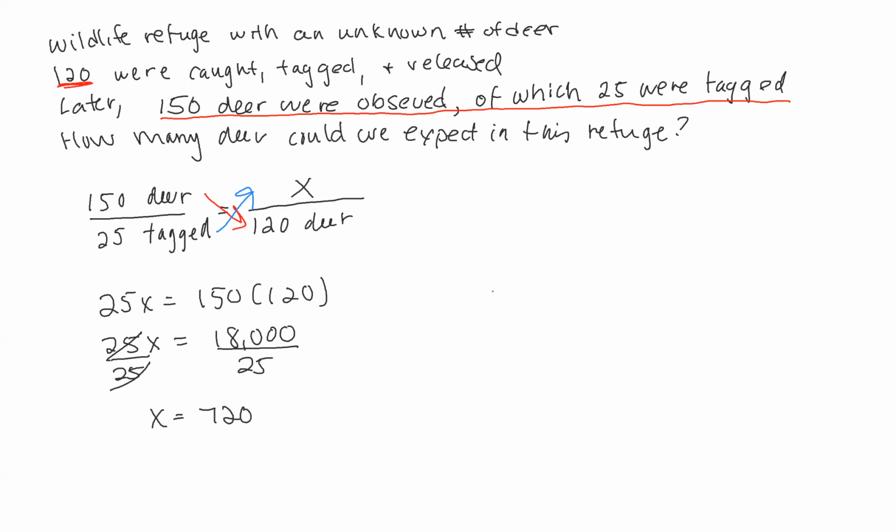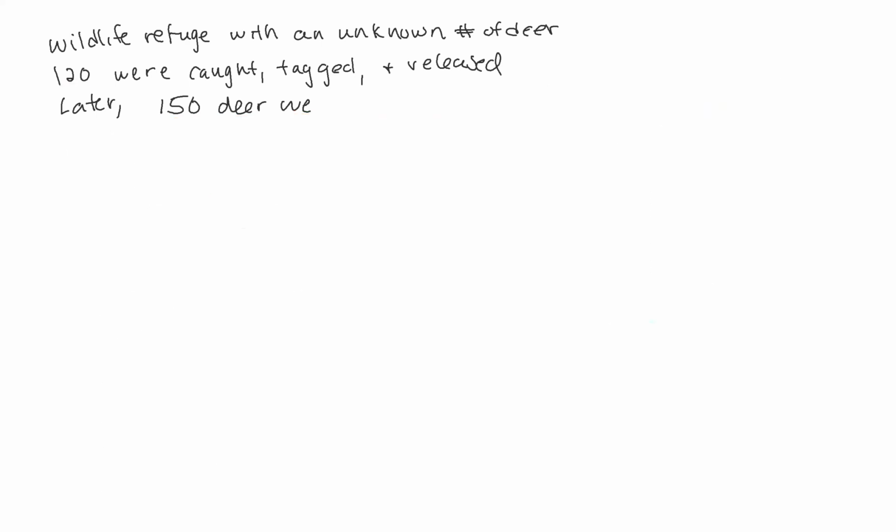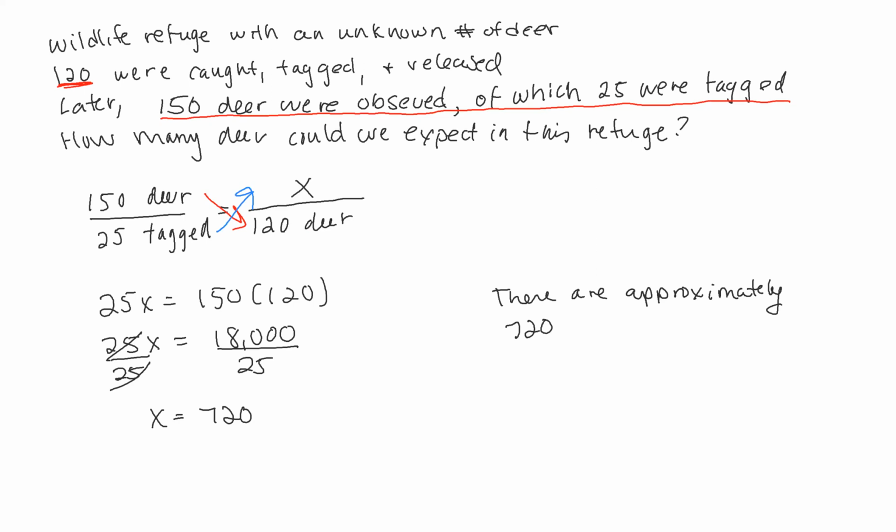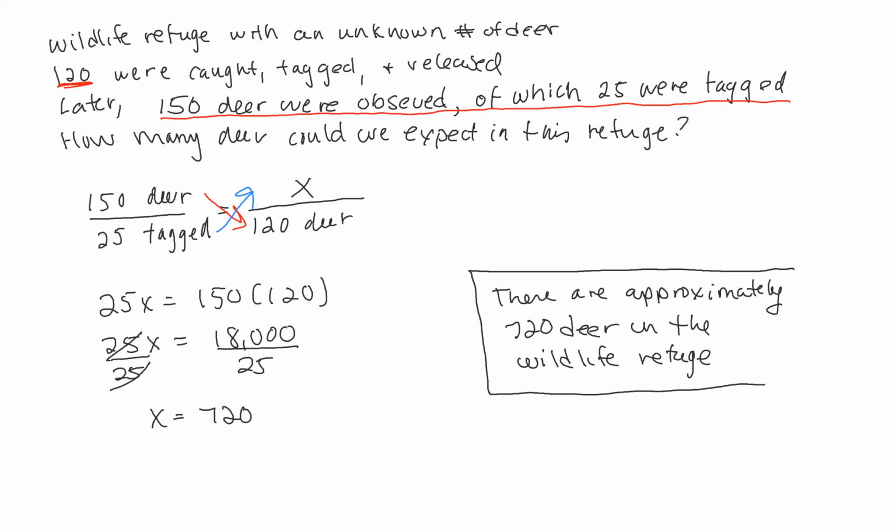So we would say something like there are approximately 720 deer in the wildlife refuge. I forgot the word deer. So as far as word problems go, proportions are not the worst ever. And so you have a proportion when you're dealing with similar situations. One situation you have full information, the other situation you only have half of the information. You can then set up a proportion and solve.